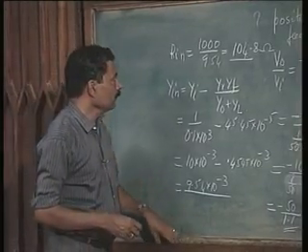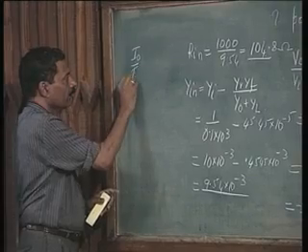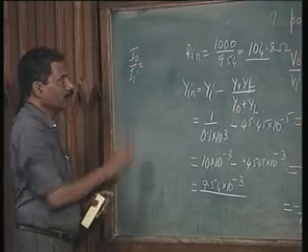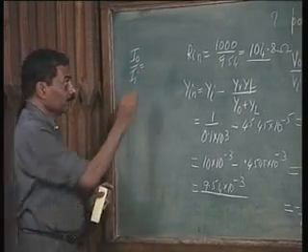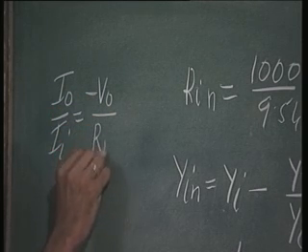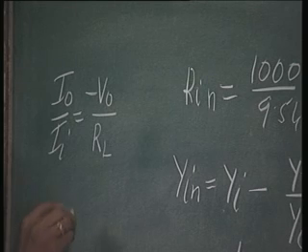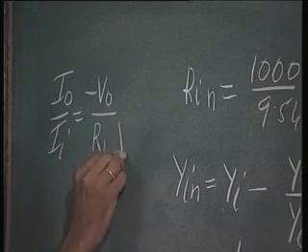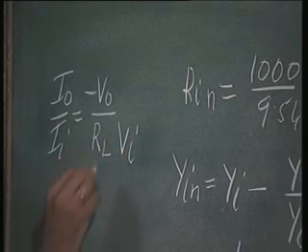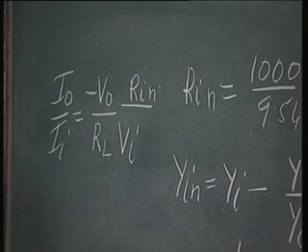Next, we would like to evaluate I0 over II. I0 is nothing but V0 by RL, and II is nothing but Vi divided by Rin. Okay, that is II.